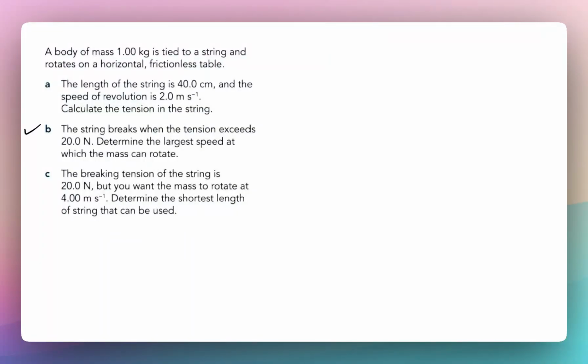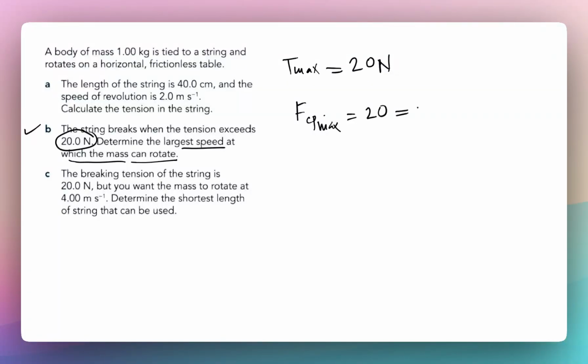The string breaks when the tension exceeds 20 newtons. So my tension maximum, which we can provide while keeping the rotation, is going to be 20 newtons. Determine the largest speed at which the mass can rotate. So now the F Cp max is going to be 20, and that is going to be equal to mass into V square by R. Mass is given to be 1, so it is going to be 1 into V square by R.